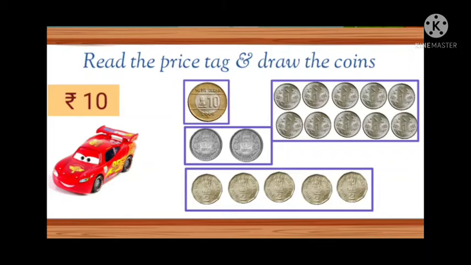Now we will learn how to buy things in return for money, or how to read the price tag and draw the coins. Here we can see a car. This car costs 10 rupees. It is written there on the top, 10 rupees.